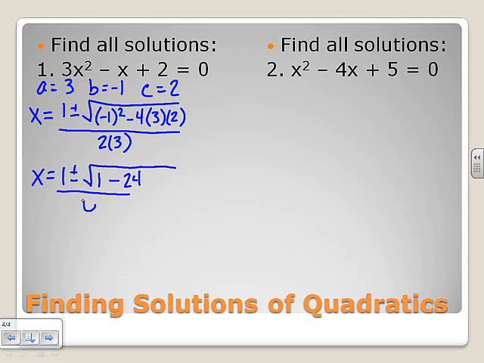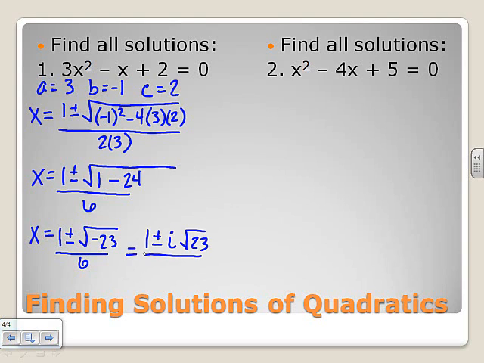All over 6. So now we have x equals 1 plus or minus the square root of negative 23 over 6. Because we have a negative in here in the square root, it gets to come out as i, making the final answer 1 plus or minus i square root 23 over 6. Any negatives in a square root get taken out as an i, making the entire answer imaginary.